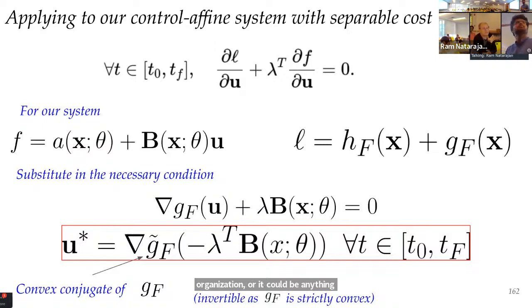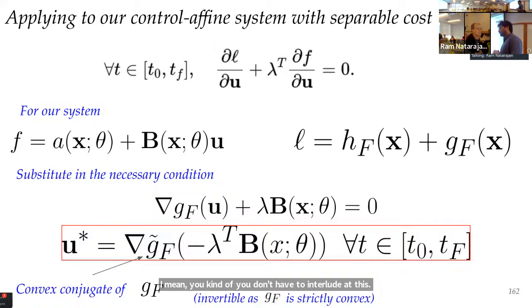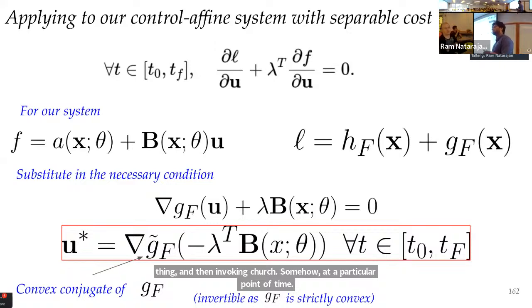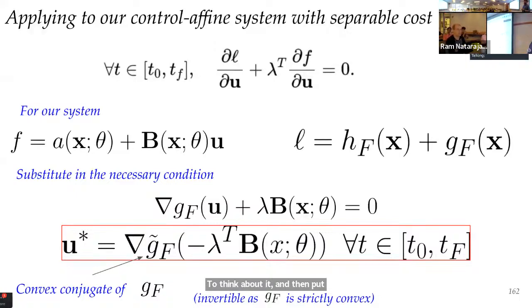You don't have to interleave at this frequency; you can interleave with a different frequency. But that's not the answer you're expecting, right? Yeah, okay, so one could think of doing optimization as the main thing and then invoking search somehow at a particular point in time, as opposed to doing it that way. But I don't know. I was just looking for some sort of intuition more generally whether it's worth exploring in the future or not. That might be something to think about and then put in your conclusions. Doesn't need to be answered now.